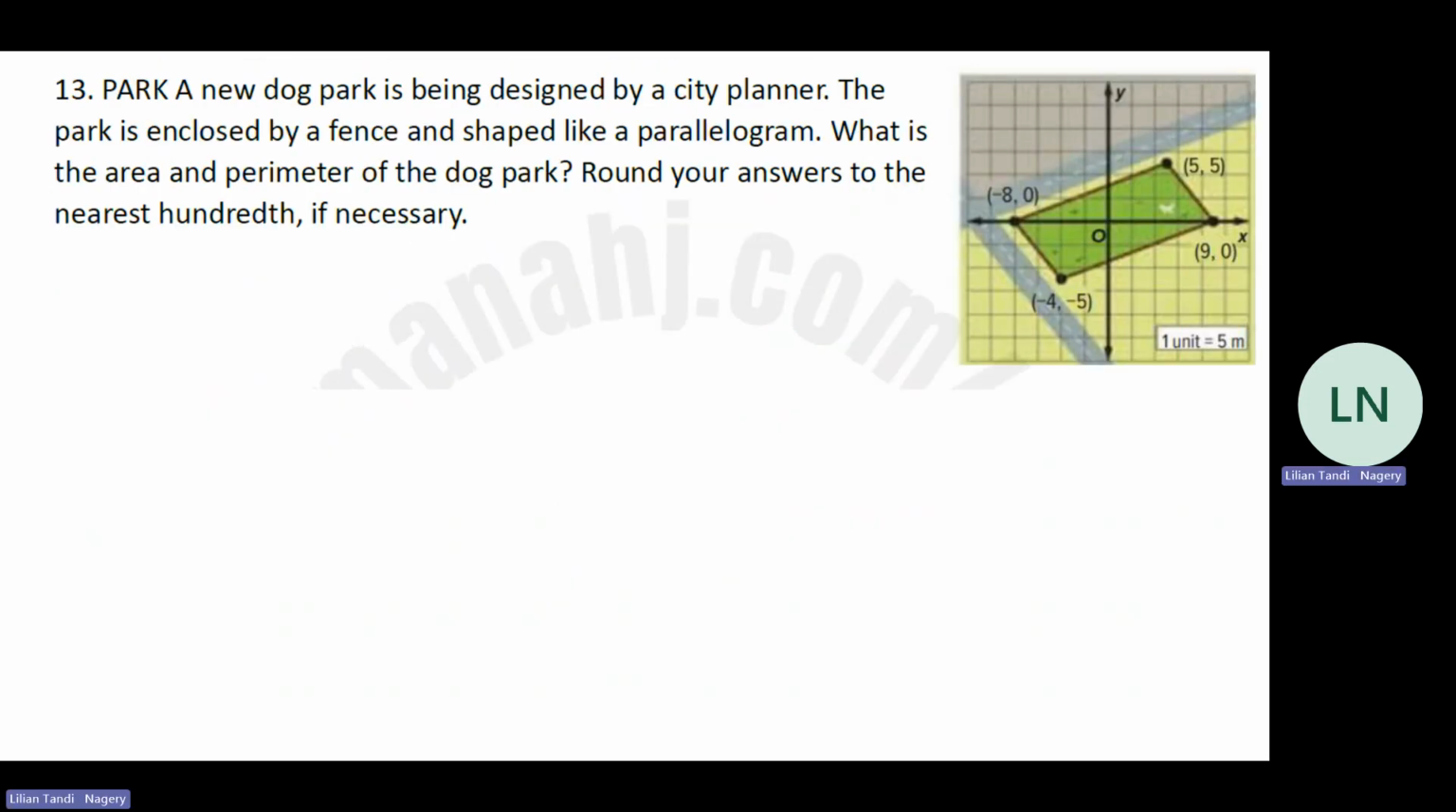Park, a new dog park. So this question is about a park. Okay. A new dog park is being designed by a city planner. The park is enclosed by a fence and shaped like a parallelogram. What is the area and perimeter of the dog park? Round your answer to the nearest hundredth.